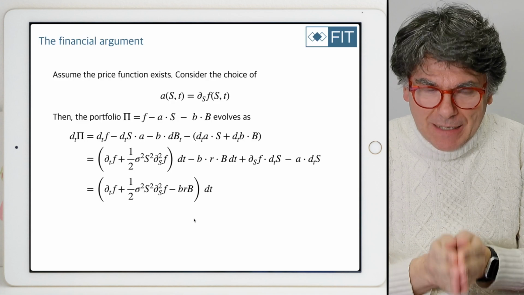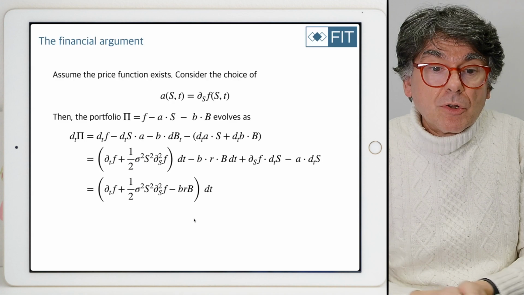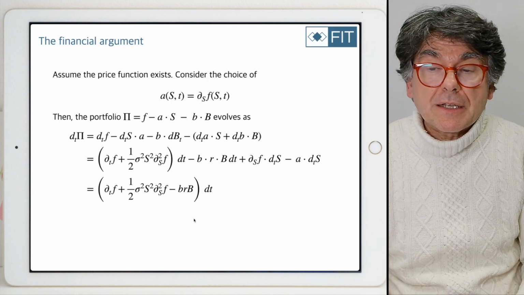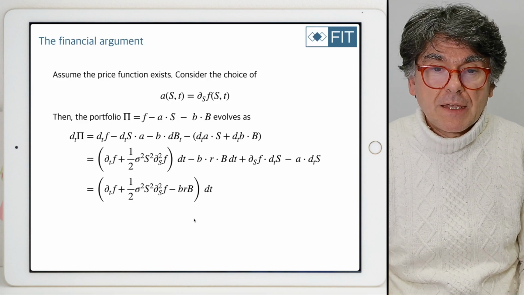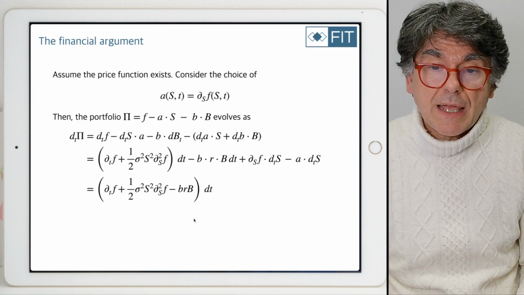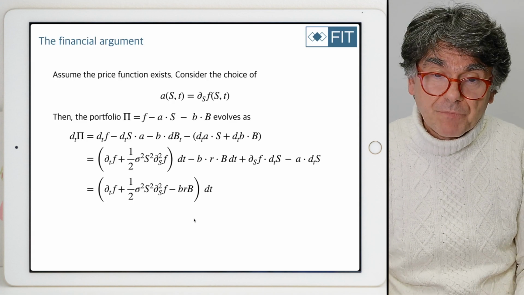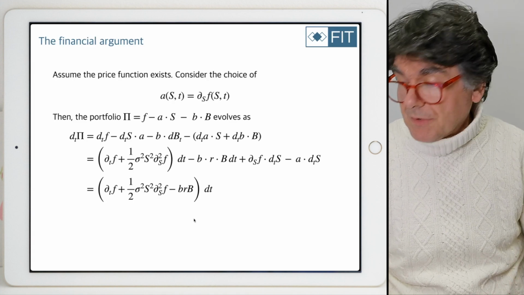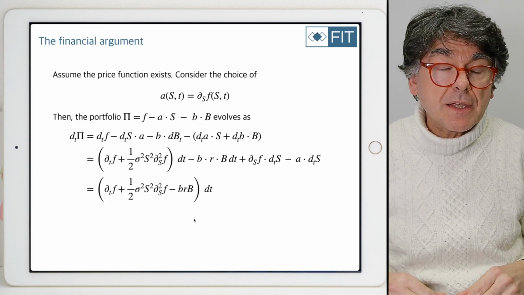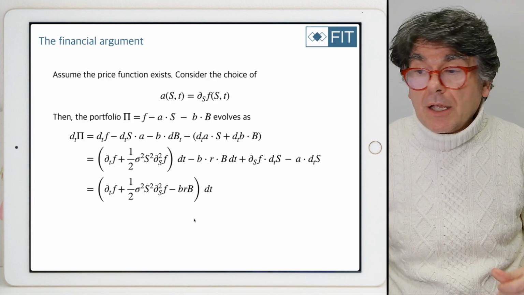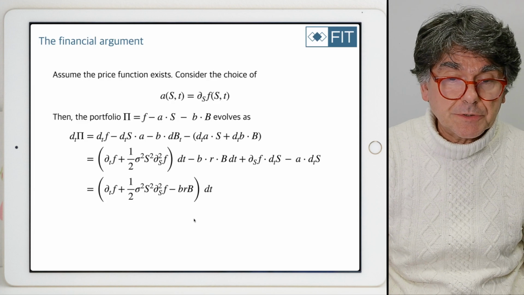Let's go step by step. So this portfolio will evolve as follows. The evolution of this portfolio is the evolution of the option price. Fine, let me write it down. I don't know what it is, but I don't need to know, I just write it down. Then I have to apply the chain rule to A and B multiplied by the number of stocks that I have. And that corresponds to what you have here. This is the differentiation of the product.